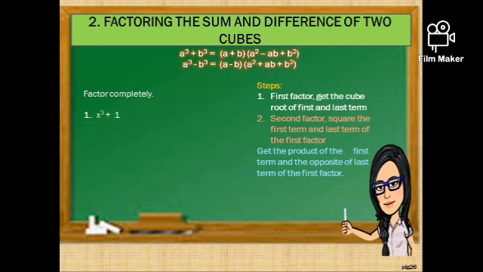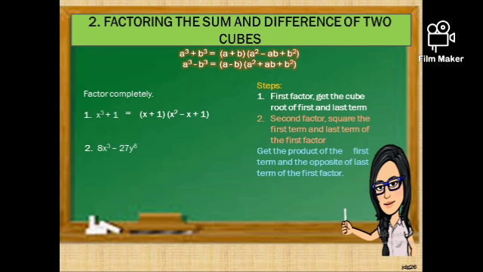Factor completely. Example number 1. X cubed plus 1. The factors are x plus 1 and x squared minus x plus 1. Cube root of x cubed is equals to x. Cube root of x plus 1 is equals to positive 1. For the second factor, square x, which is x squared. Square positive 1, we have positive 1. Get the product of x and negative 1, which is equals to negative x.